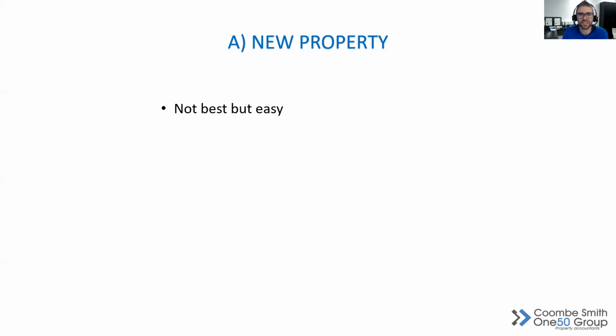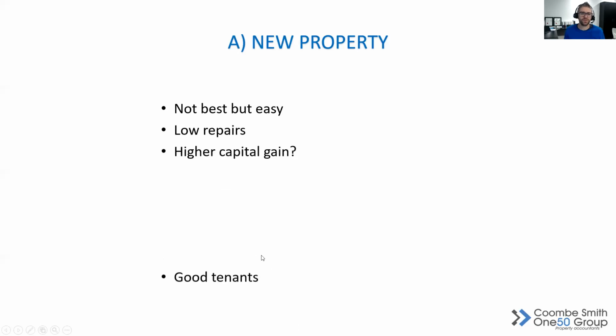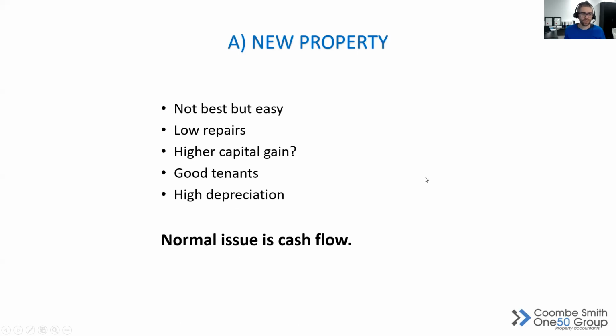You're going to get good tenants. It already has insulation. It meets the healthy homes rules. It's easy to sell if you have to sell, with low repairs and maintenance, high depreciation, a whole lot of good things happening for it. And some people would say that you'll get higher capital gain. I don't know whether you can ever actually prove that. So the normal issue with new property and why people don't like it is the cash flow is normally terrible. In the past, new properties worked really well if you've got some cash or a really high income. But in the past, that cash flow has always been a little bit of a problem.